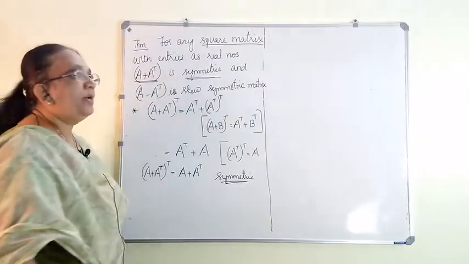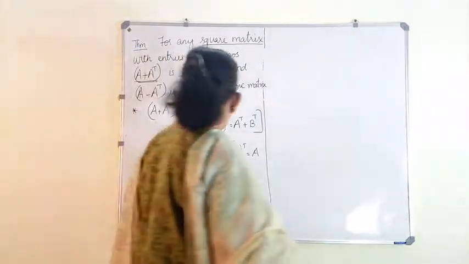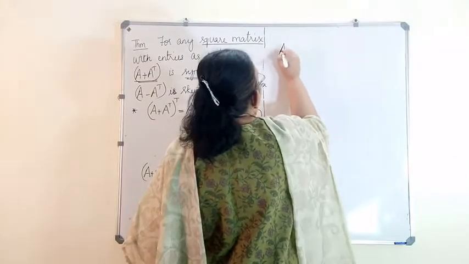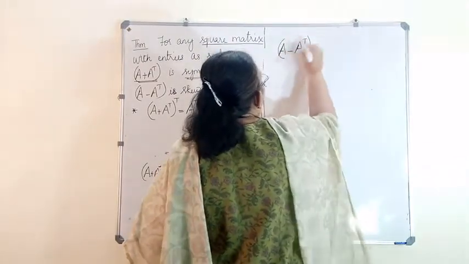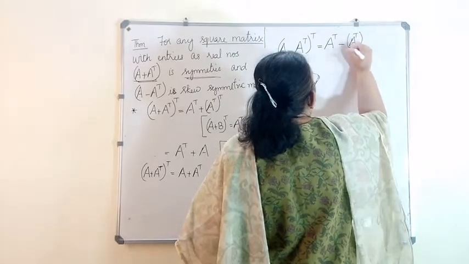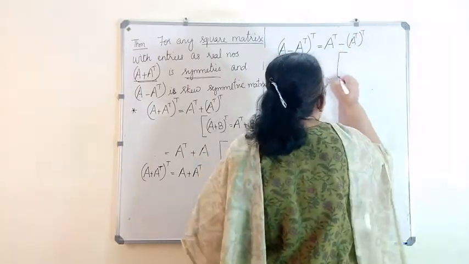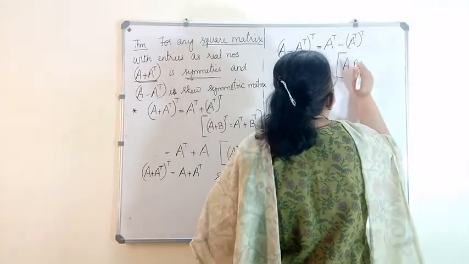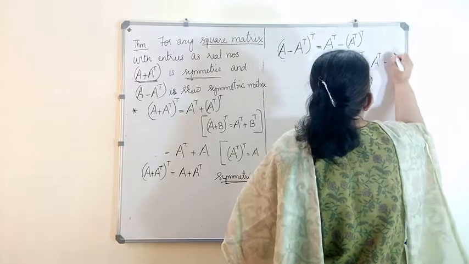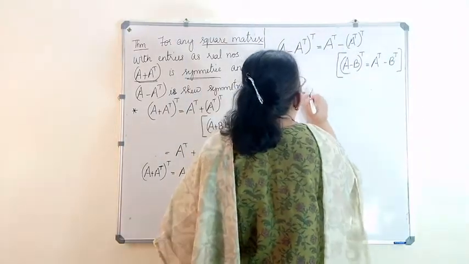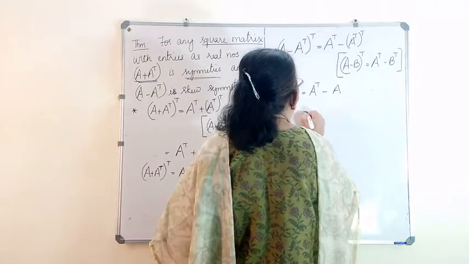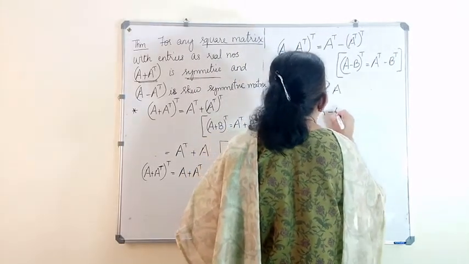Now, we have to prove that A minus A transpose is skew symmetric. Now, what do you mean by skew symmetric? When you take the transpose, you get the negative of the matrix. So, I am going to take the transpose. A minus A transpose, the whole transpose is equal to A transpose minus A transpose, the whole transpose. Why? Because of the property A minus B, the whole transpose is equal to A transpose minus B transpose. And that is equal to A transpose minus A transpose, the whole transpose is again equal to A, or you can write this as minus of A minus A transpose.